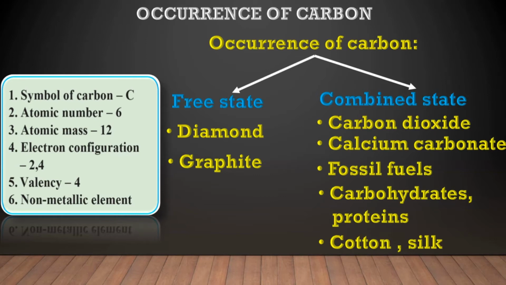In the earth's crust, carbon is present to the extent of approximately 0.27% in the form of carbonates, coal, and petroleum. In the atmosphere, the proportion of carbon in the form of carbon dioxide is approximately 0.03%.